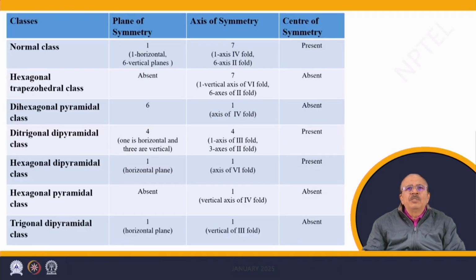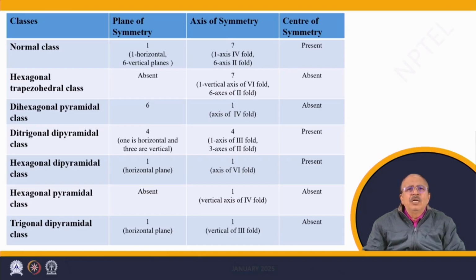The details of plane of symmetry, axis of symmetry and center of symmetry now we will see. In the normal class, plane of symmetry remains 1, axis of symmetry 7 and the center of symmetry remain present. Hexagonal trapezohedral class, the plane of symmetry absent, the axis of symmetry 7 and the center of symmetry absent. Dihexagonal pyramidal class, the plane of symmetry 6, axis of symmetry 1 and the center of symmetry absent. Ditrigonal dipyramidal class, the plane of symmetry 4, the axis of symmetry 4 and the center of symmetry present.